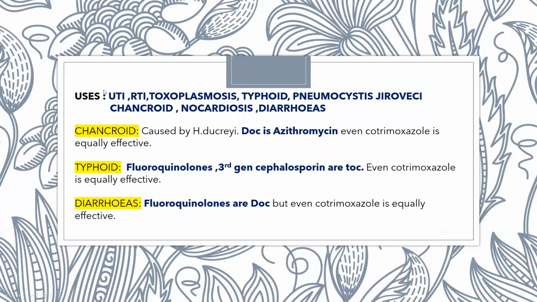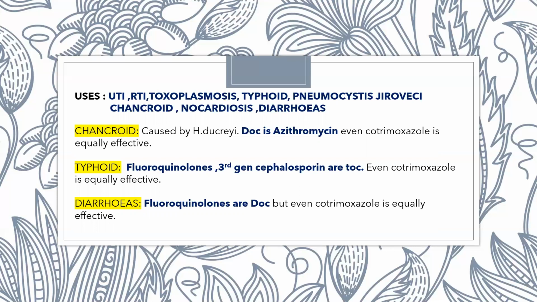And coming to uses, it is used in upper respiratory tract infections. It is used in UTIs, that is urinary tract infections, and in the case of toxoplasmosis, typhoid, Pneumocystis jirovecii, chancroid, nocardiosis, and diarrhea. Coming to chancroid, normally it is caused by H. ducreyi, and the drug of choice in this case is azithromycin. But we can even use cotrimoxazole as it is equally effective as azithromycin.